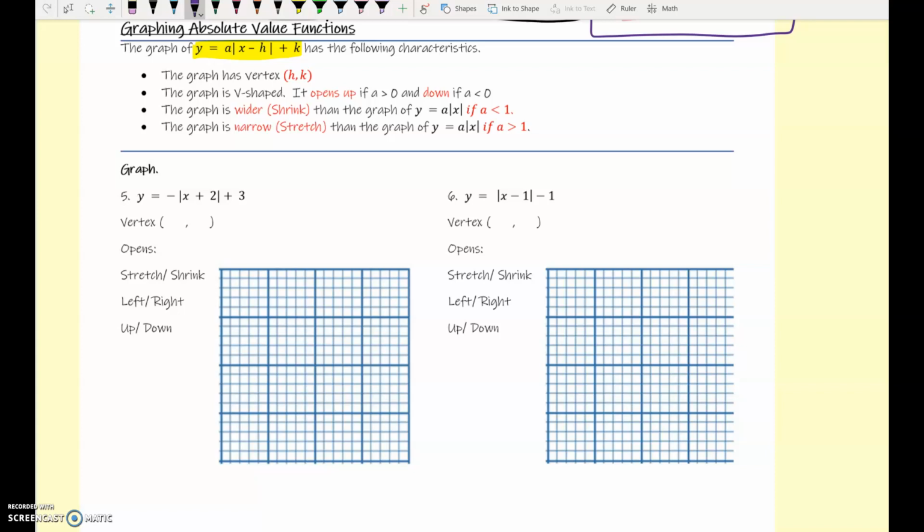Today we're going to graph absolute value functions not using a calculator, just by hand. We're going to do that by identifying the vertex and then looking at how each point is going to move from that vertex. So in this equation, h and k tell us what the vertex is going to be. The vertex originally is at 0, 0. The h is going to move that vertex horizontally, left or right. And then the k is going to move the vertex up or down a certain number of units.